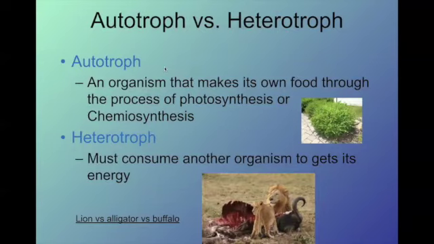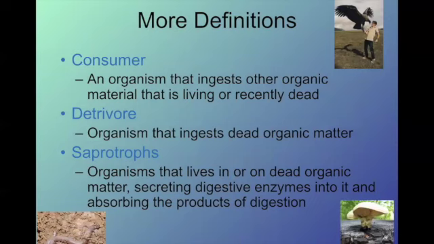A heterotroph is something that has to eat another organism. An autotroph is something that makes its own energy through photosynthesis. A consumer is a heterotroph. A detritivore is something big like a California condor or a turkey vulture that's going to eat something that is already dead. Technically, you guys are all detritivores because very few of you are going out and killing something and eating it while it's alive. A saprotroph is something that lives in or on a dead organism. Mushrooms are saprotrophs.